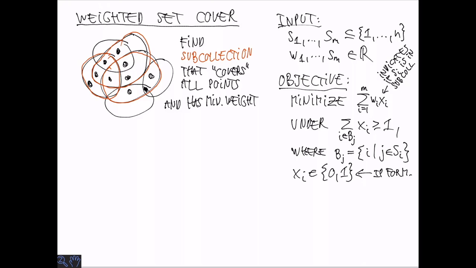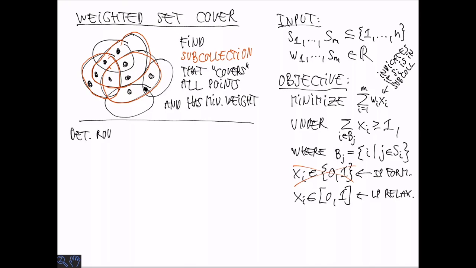So that's the integer programming formulation, but we cannot solve that efficiently, so we relax it as usual to an LP formulation by just requiring xi to be in the interval 0 to 1. So the hope is that solving the LP will help us get a good solution to the original integer programming formulation. And again, we are going to be using rounding.